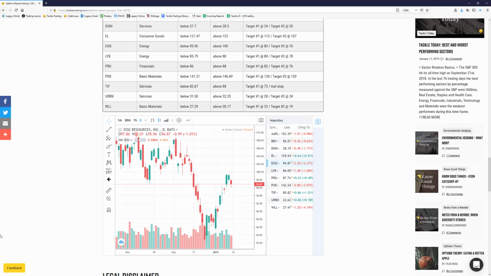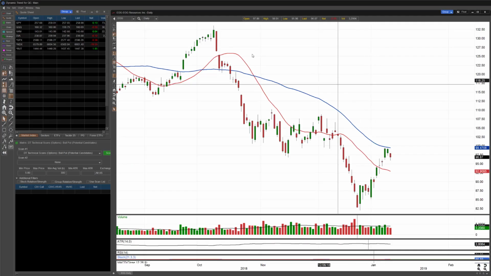It doesn't mean it's better than, say, Best Buy or LYB or Urban Outfitters or Tiffany's or anything like that. It's just the one that I personally really liked. All of them are great swing trades, but again, I use this as just picking the ones that I personally want to trade that week. EOG. Now let's go back into the analytics software and look at how this trade would work out.